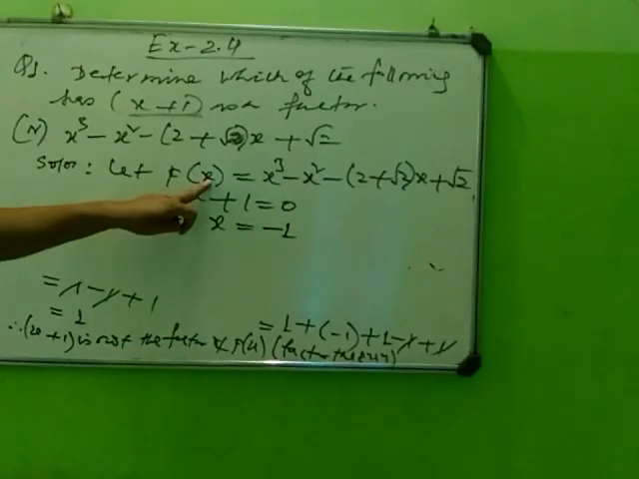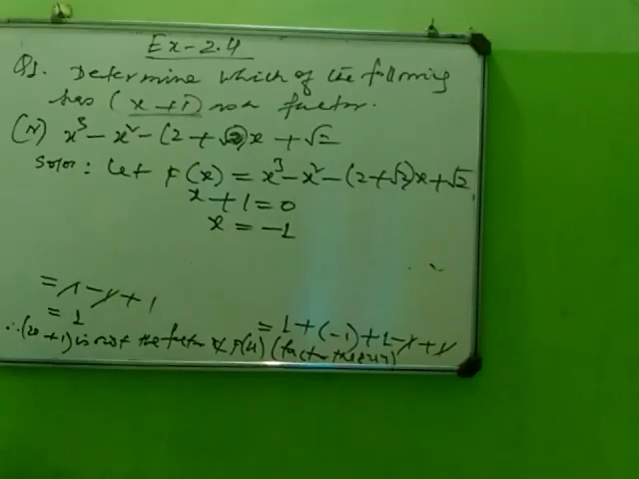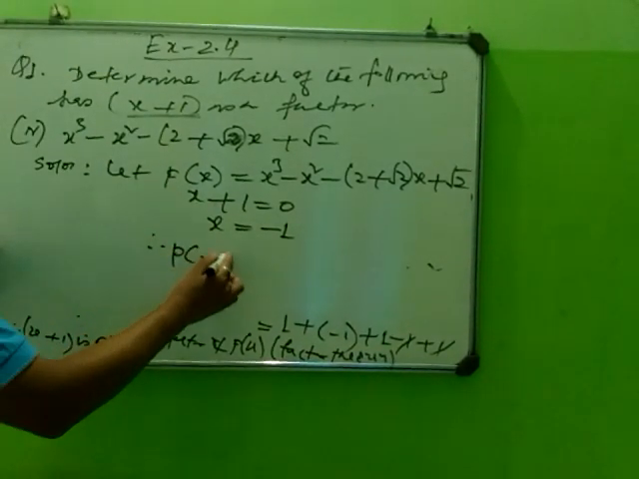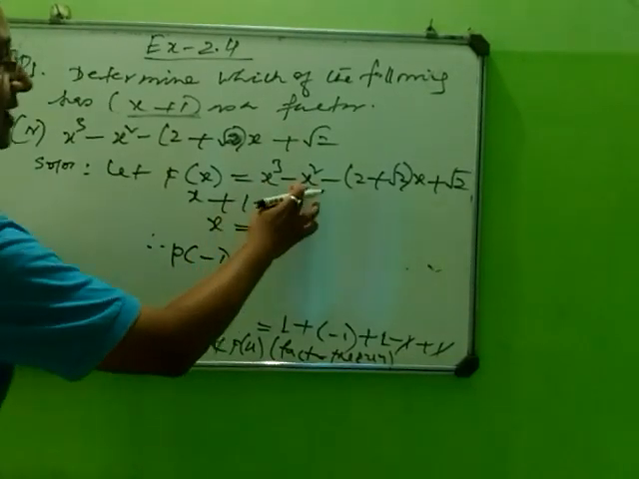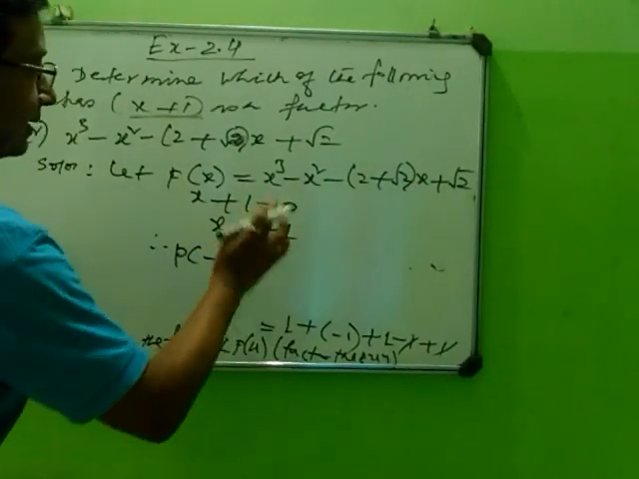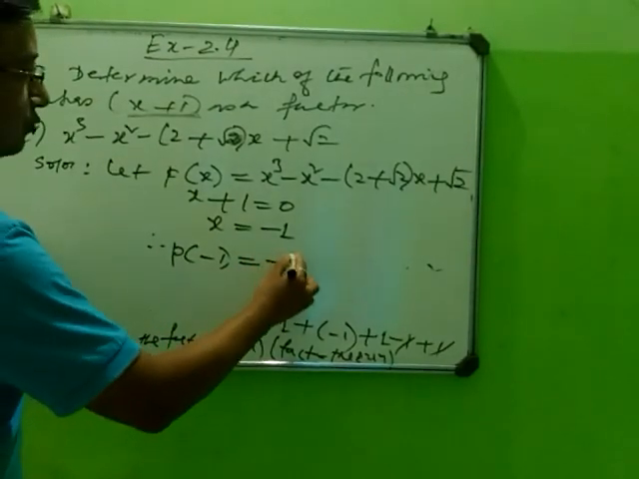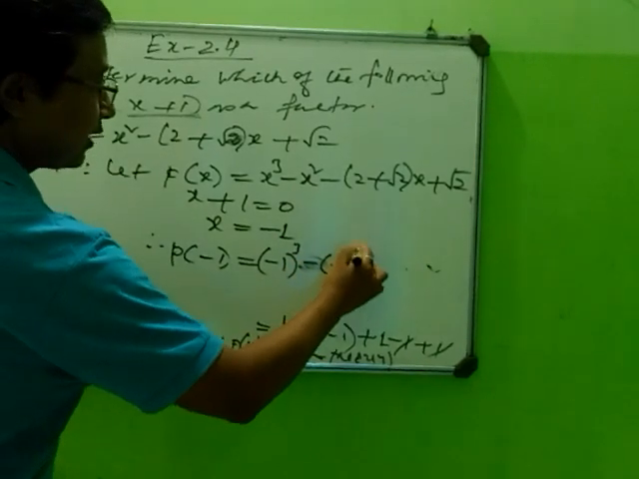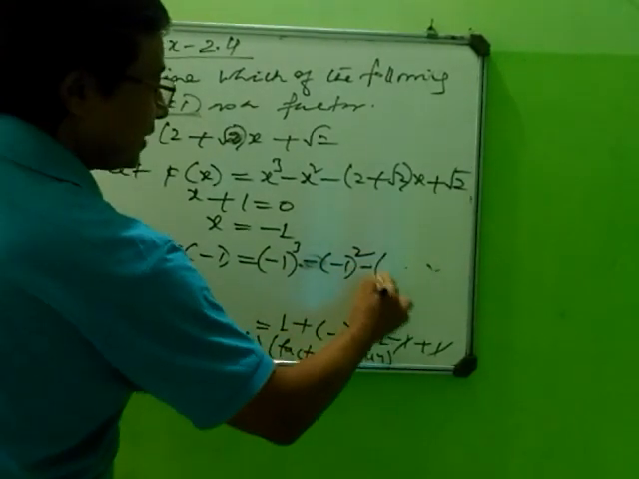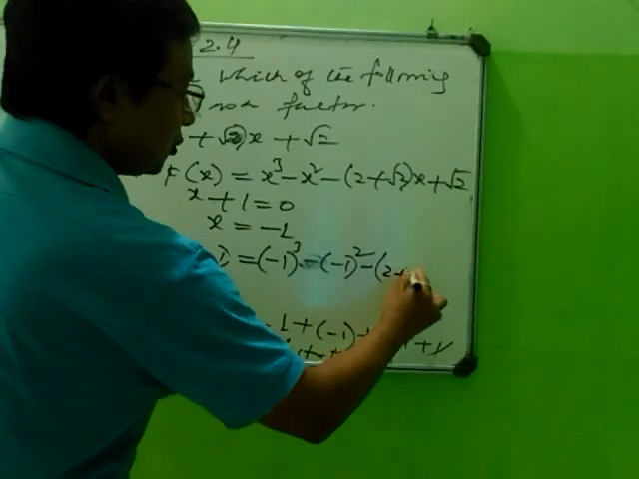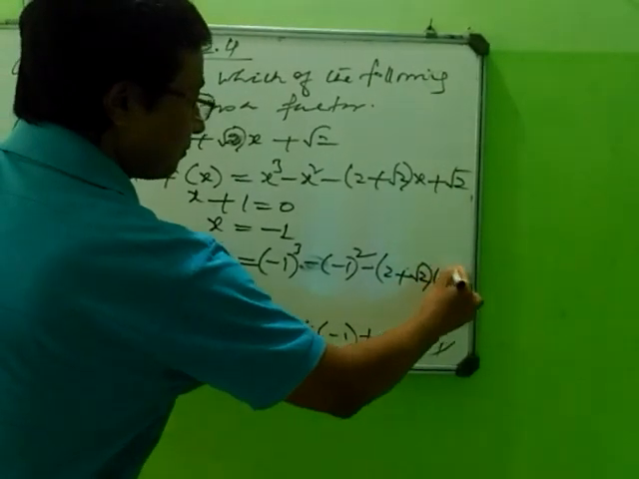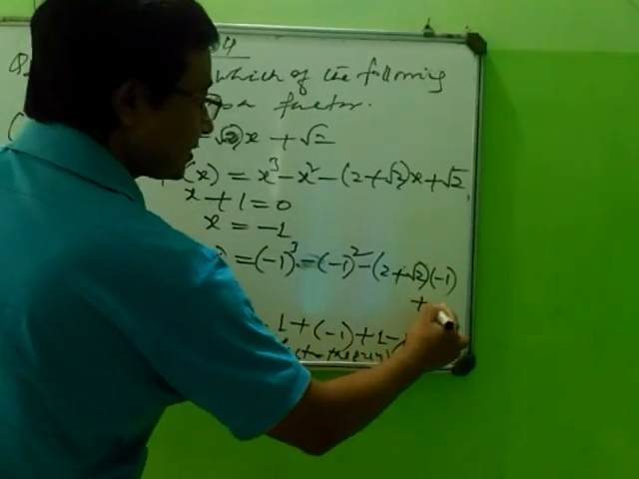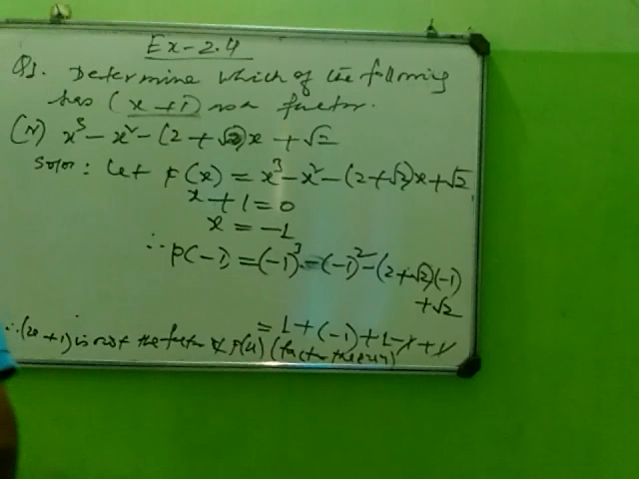Now in place of x you are going to put minus 1. Therefore, p of minus 1 equals to, all these x values will be minus 1. So it will be minus 1 whole cube plus minus 1 whole square minus 2 plus root 2 into minus 1 plus root 2.